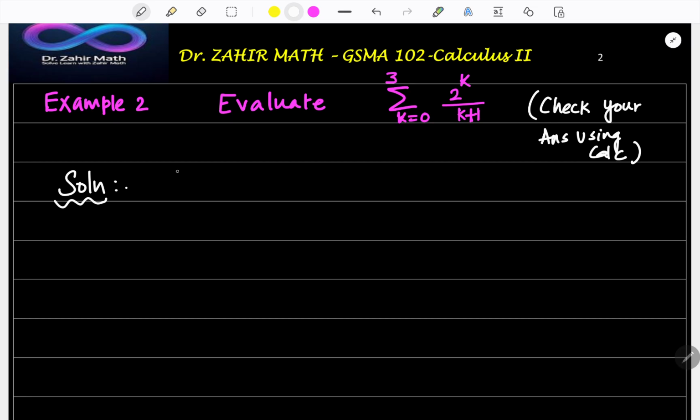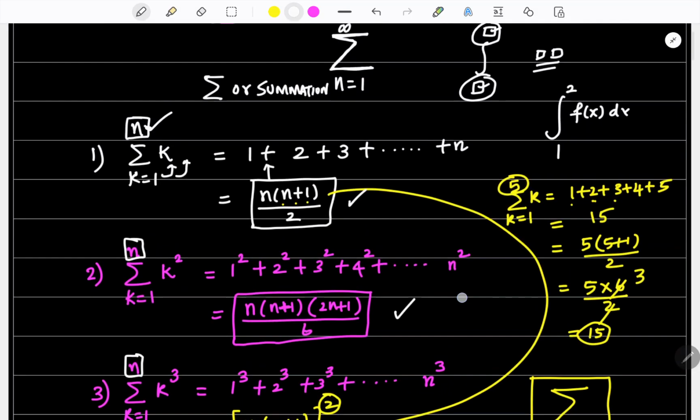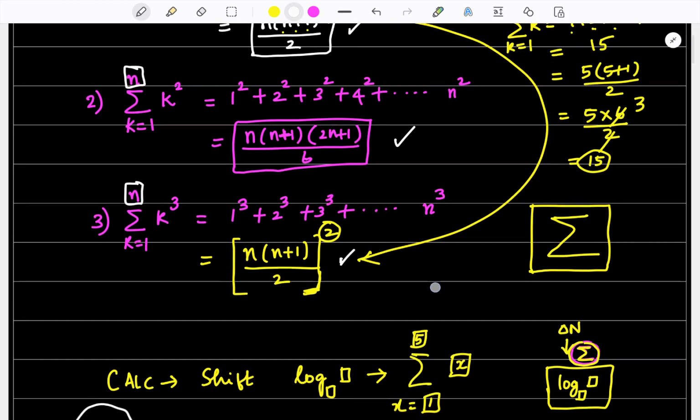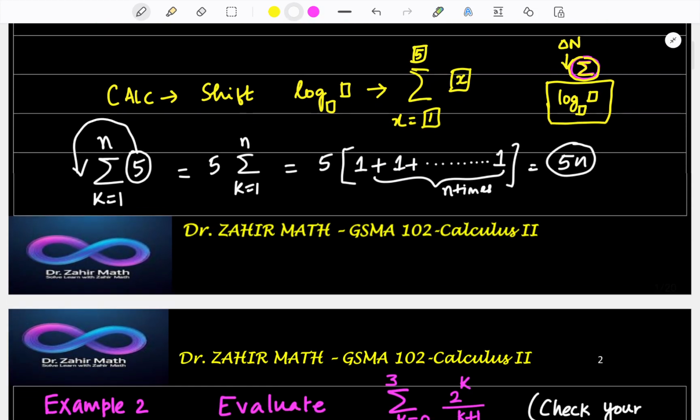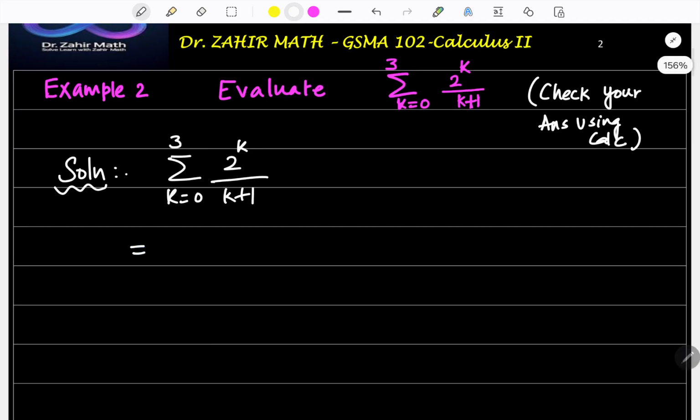Right. So now what is the question? Sigma k equals 0 to 3 of 2 power k divided by k plus 1. Does this question connect with any of the formulas? 1 plus 2 plus 3? No. 1 square plus 2 square plus 3 square? No. 1 cube plus 2 cube plus 3 cube? No. So it's nothing connected to these formulas. So what should I do, teacher? Yes, substitute the values because it's a very small number, 3. So 2 power 0, the first value, is 0.